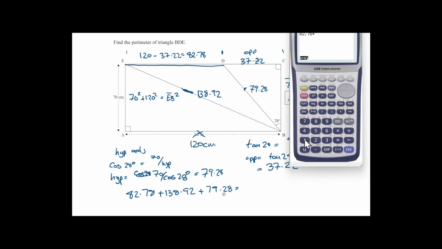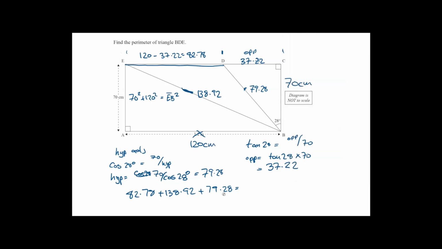82.78 plus 138.92 plus 79.28. And the answer is 300.98 centimeters. These are all given to the nearest centimeter, so I'm going to round it up to 301 centimeters. And that is the correct answer.